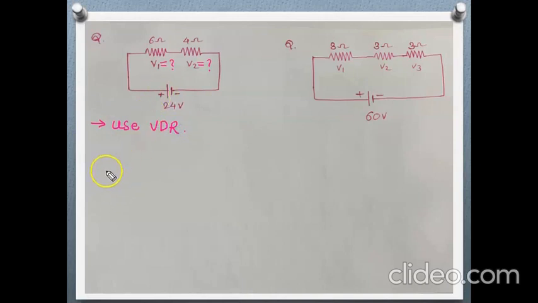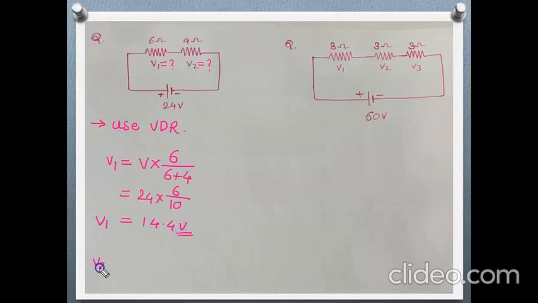According to the voltage division rule, the voltage V1, which is the voltage across 6 ohm, is nothing but the total voltage V into the same resistor 6 divided by the sum of all, 6 plus 4. So it will be 24 into 6 divided by 6 plus 4, which is 10, and that is nothing but 14.4 volt. This is the value of V1 we got.